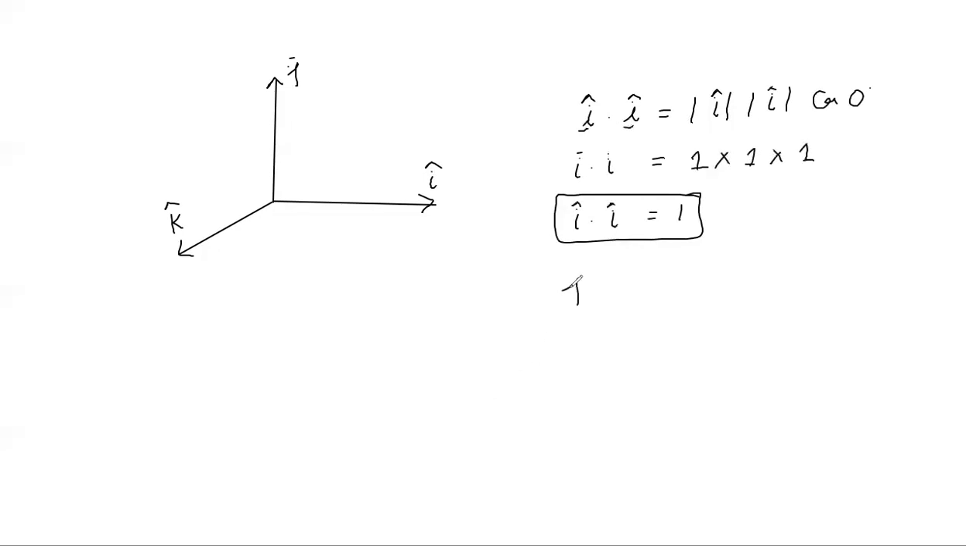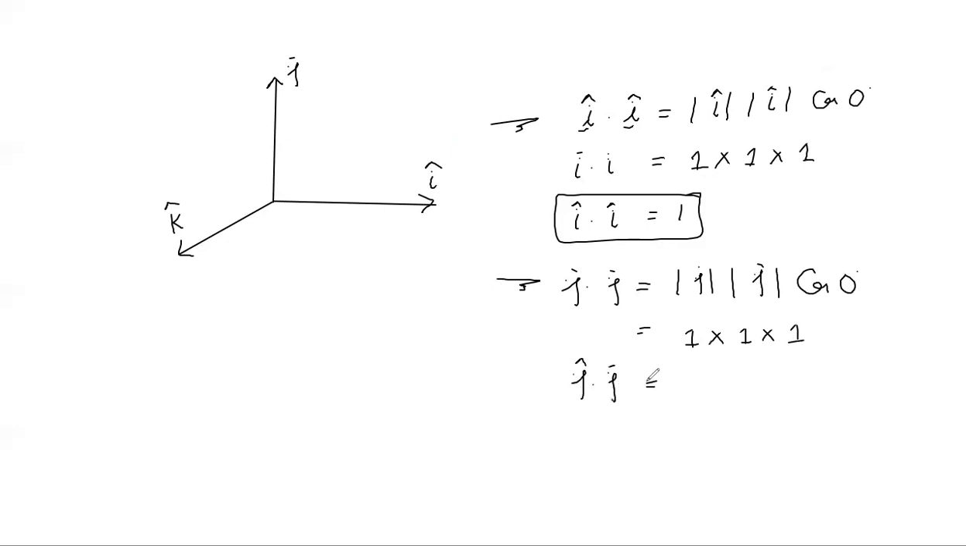Okay. So in the same way, if we write j dot j, that is mod j, second property, that is first property, mod j into cos 0. So mod of j equal to what? 1. Mod of j is equal to 1 and cos 0 is also 1. So j cap dot j cap equal to 1.